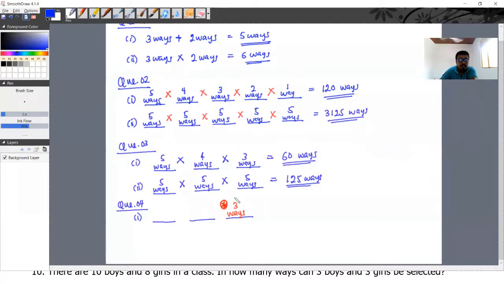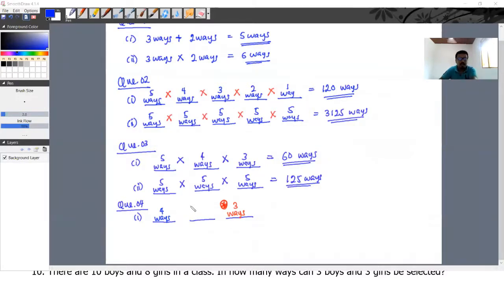Right. If the repetition is not allowed, to put a digit here, how many options do I have? Yes, there are 4 ways. Apart from the digit I have used here, it may be 1, 3 or 5, whatever, I can use any of the remaining 4 digits here. There are 4 ways. Yes.